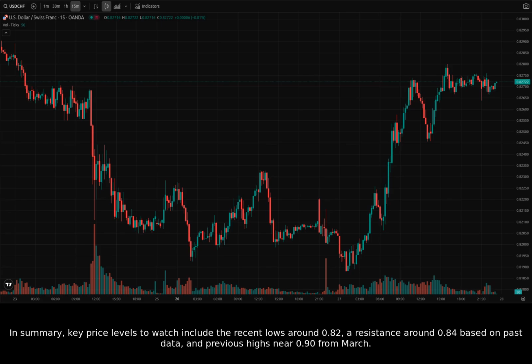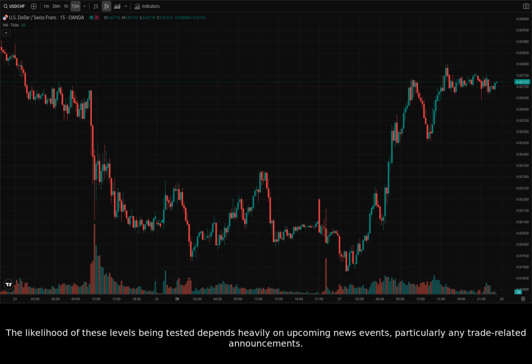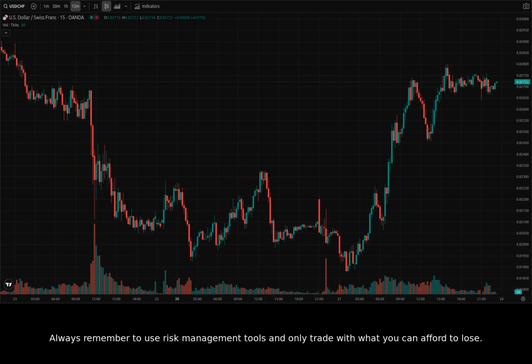In summary, key price levels to watch include the recent lows around 0.82, a resistance around 0.84 based on past data, and previous highs near 0.90 from March. The likelihood of these levels being tested depends heavily on upcoming news events, particularly any trade-related announcements. Keep an eye on economic data releases from both the US and Switzerland, as these will further influence the direction of USDCHF. Always remember to use risk management tools and only trade with what you can afford to lose.